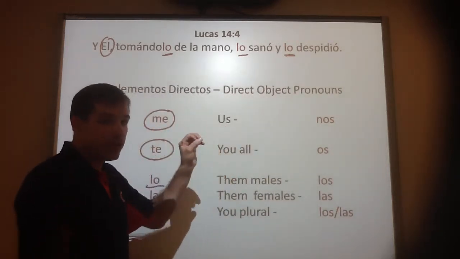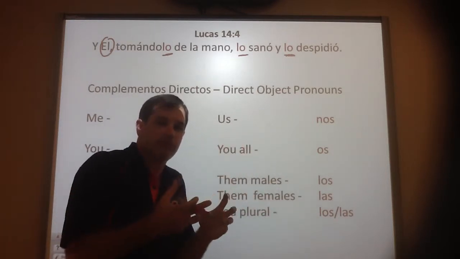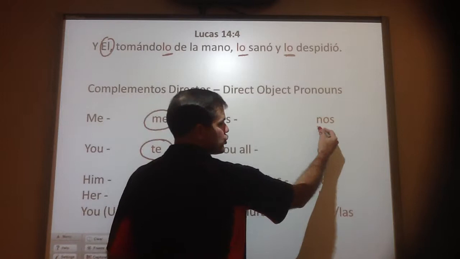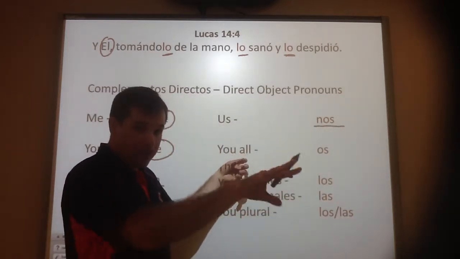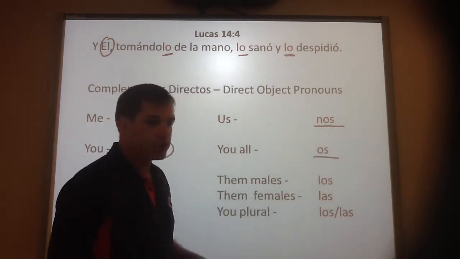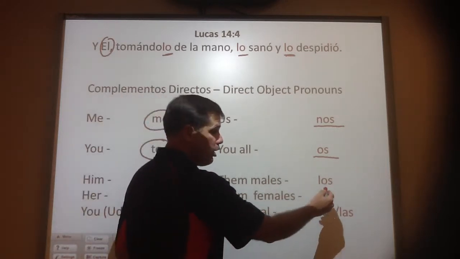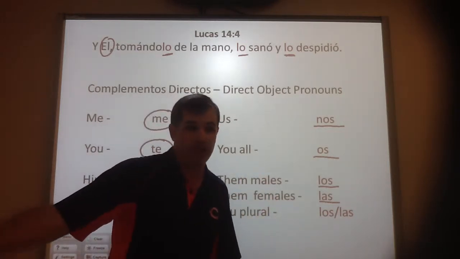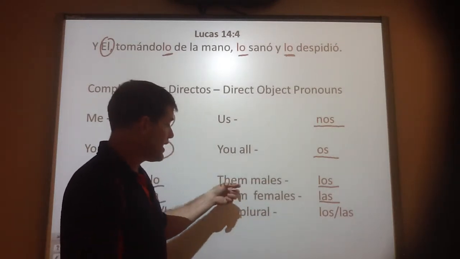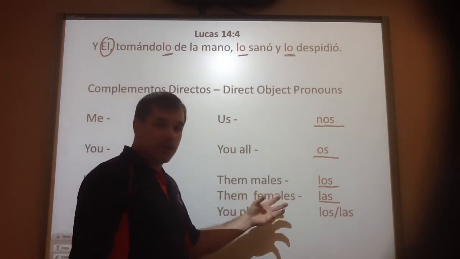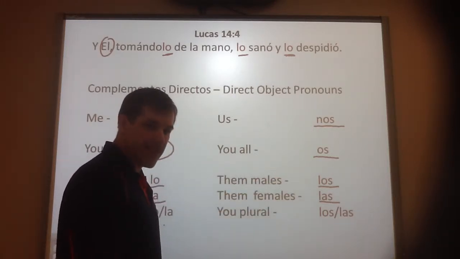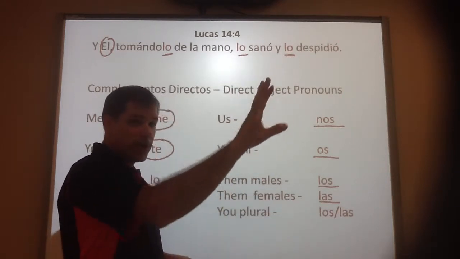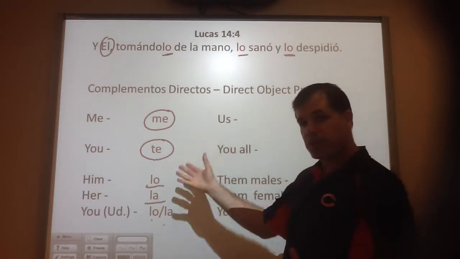To say us, now no longer do we say nosotros. Nosotros is a subject pronoun when it comes in front of the verb, or when it's the subject of the verb. In Spanish, it's nos when it means us. Okay? Just nos, not nosotros, when it means us. You all as an object pronoun is os. Not vosotros, but os now when it's an object pronoun. And them all males would be los. Them all females, or masculine or feminine objects. Remember, desks have gender. Lights have gender. Everything has gender. So whether it's them, males or masculine items, them, females or feminine items, los and las, it means them. And you plural again, whether it's you plural all guys, los, or you plural all girls, las, when it means you guys, you all. Okay? Those are our object pronouns.